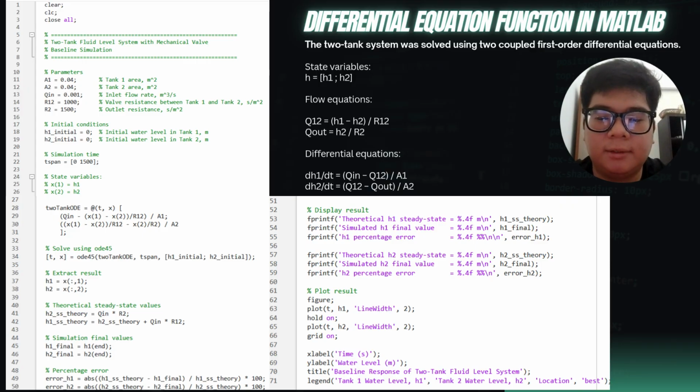In MATLAB, I define all the parameters of the system, and also the variable h and the flow equation. I also solve two differential equations based on the mass balance equation. The first equation represents the change of the water level in tank 1, where the inlet flow enters tank 1 and the inter-tank flow leaves tank 1. The second equation represents tank 2, where the inter-tank flow enters tank 2 and the outlet flow leaves tank 2.